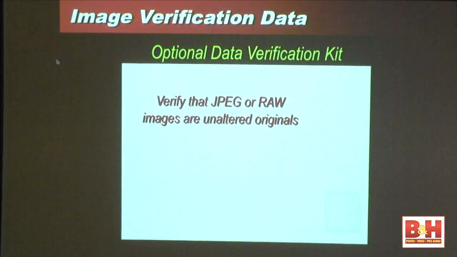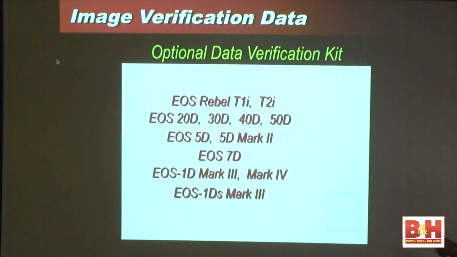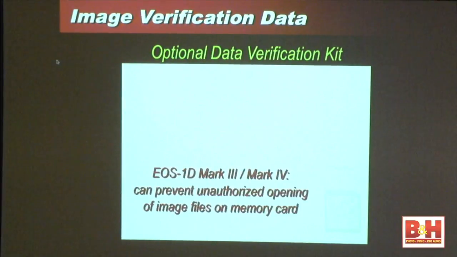But what we have is a system in our cameras where if you get an accessory that is called the Data Verification Kit, an optional accessory for Windows computers only, it'll let you verify that JPEG or RAW images are completely unretouched, have not been changed in any way. They are exactly as they came out of the camera. It can verify that. And if you have any of these cameras that you see up here, you can shoot images and then later on have them looked at by a computer with this data verification software on it, and have it verify in court or whatever that yes, this is an unretouched original image. One additional feature which is kind of neat is if you shoot with a 1D Mark III or a Mark IV, another byproduct of this is you can set it up so that images on your card cannot be opened except on your computer. So if somebody ever took your card and you're concerned about that kind of security, the images wouldn't do them any good. They can't open them.